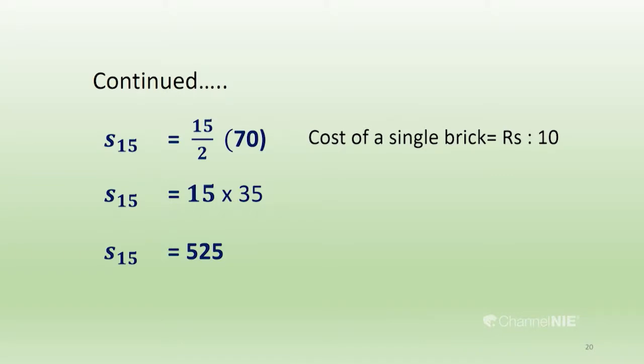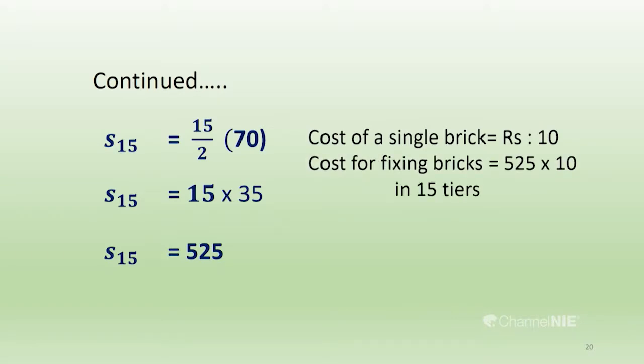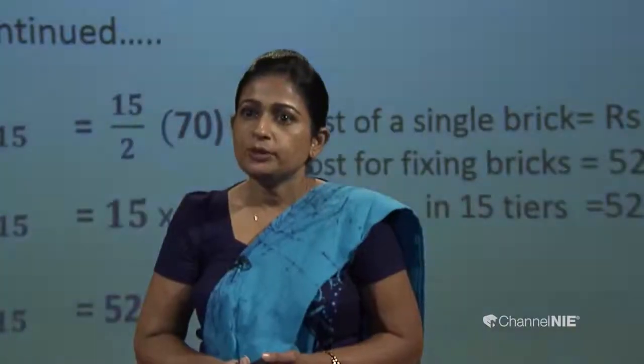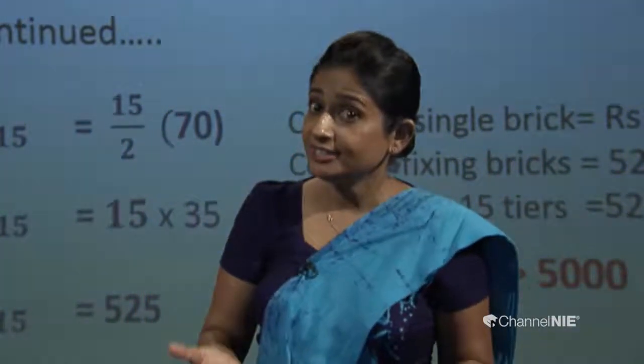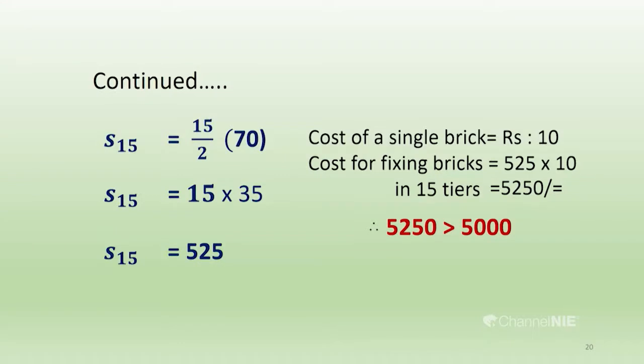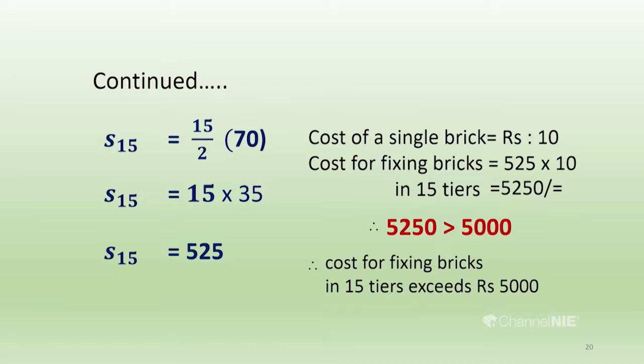How do we find that? We have to multiply the price of 1 brick and the total number of bricks together. So we got the answer 5,250. So we have to spend 5,250 rupees to fix the bricks up to the 15th year. So then we can say 5,250 is greater than 5,000. Then we can move to the next one.